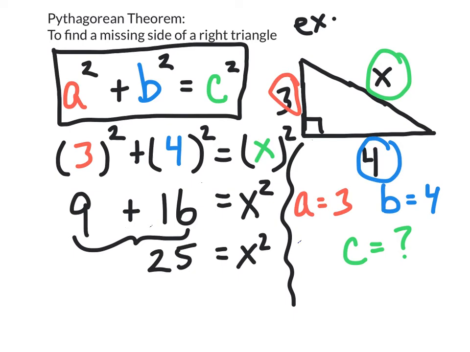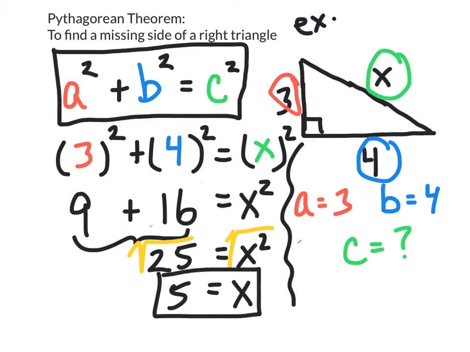The last step that I need to do is I need to actually get rid of the square. So I've actually been asked to find the side. I need to solve for x. I don't need x squared, and so I'm going to use the inverse operation, which is to take the square root. So I'm going to square root the left, and I'm also going to square root the right. When I do that, the square root of x squared simply becomes x, and the square root of 25 is 5. That is the length of my missing side.